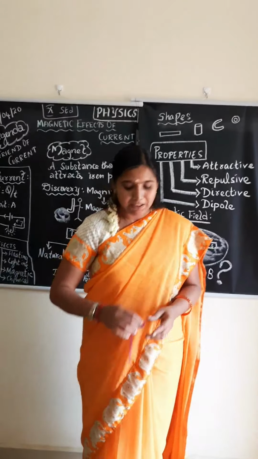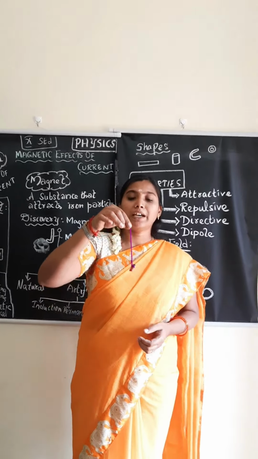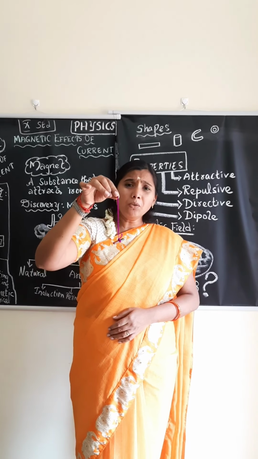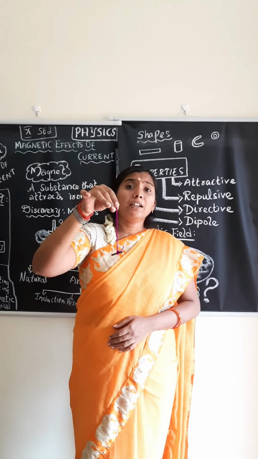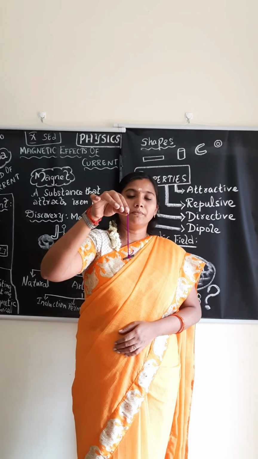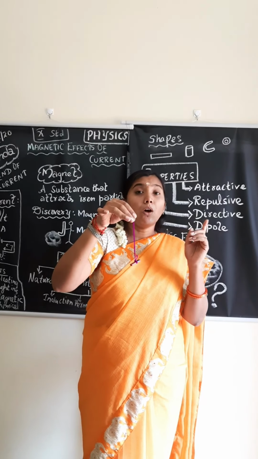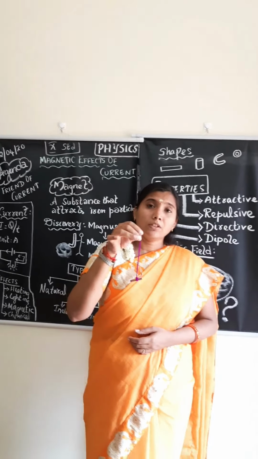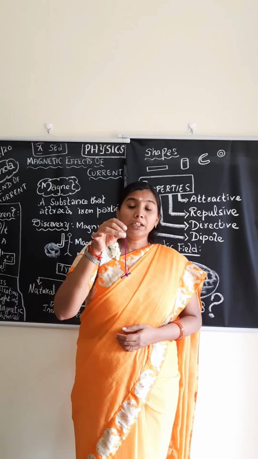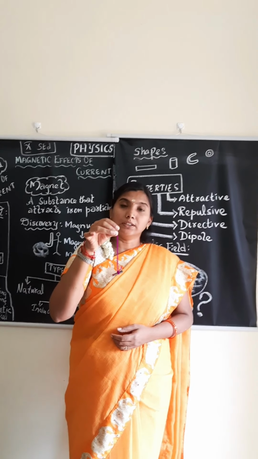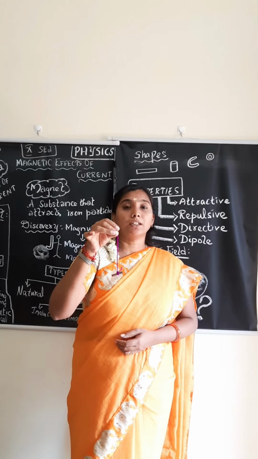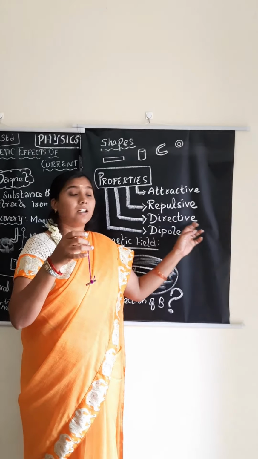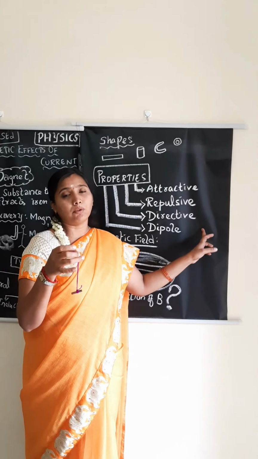When you suspend a magnet, when you tie a magnet with a thread so it is suspended, you can see the magnet aligning itself along a direction. It will align itself along a particular direction. Especially it will show a north pole. So we call it the north pole of the earth and the south pole of the earth. We say it as geographic north and south. So when you suspend a magnet, it will show direction. That is why it is called the directive property.